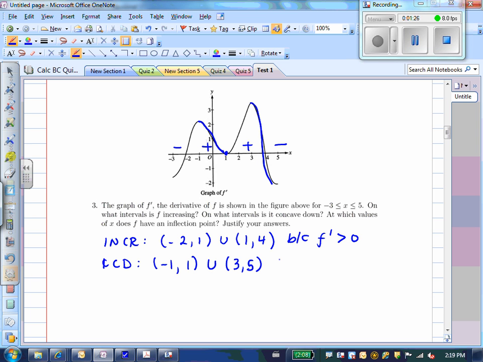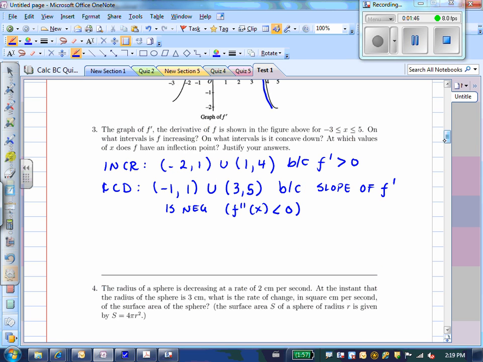Now the reason, you need to be very specific, because the slope of f prime, you can't just say because the slope. You need to say the slope of what, okay, is negative. Okay, in other words, f double prime is less than 0. Okay, it's the slope of f prime. You need to be very explicit.